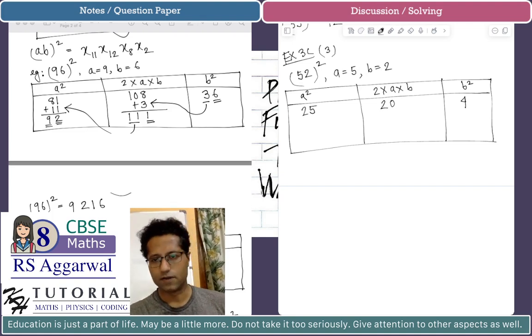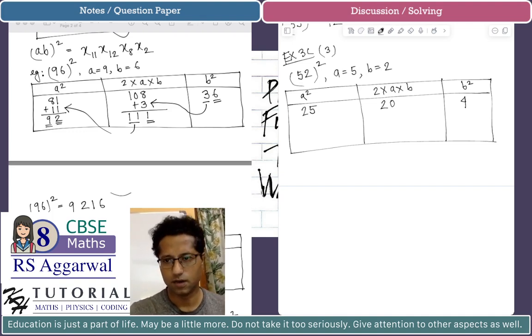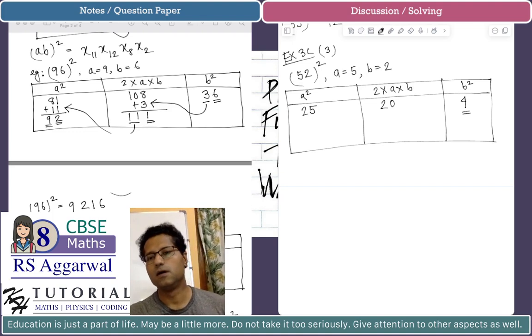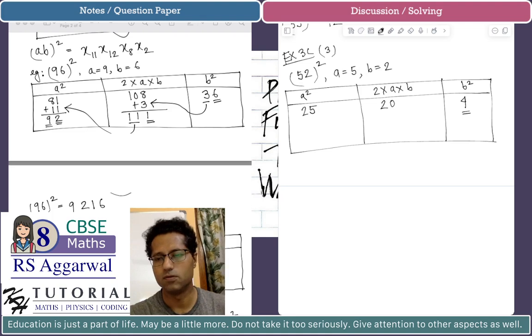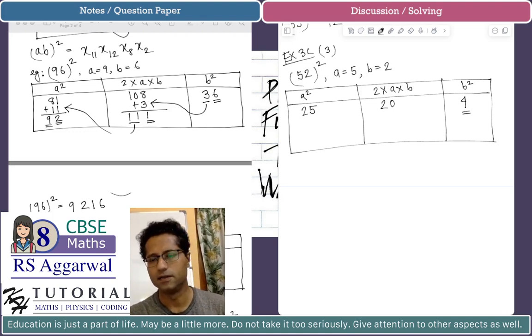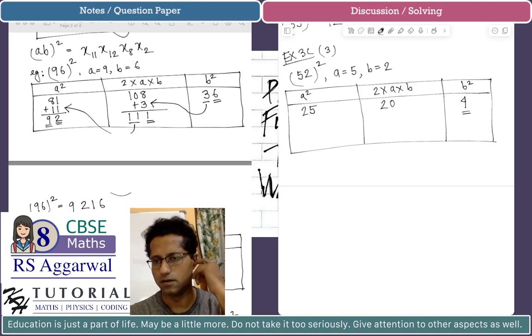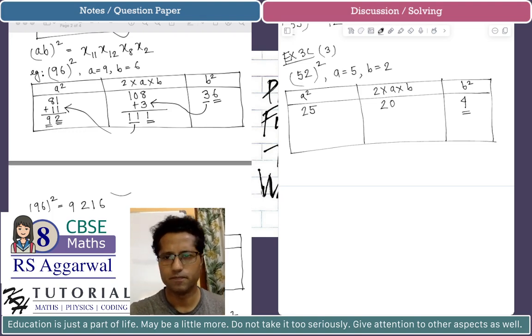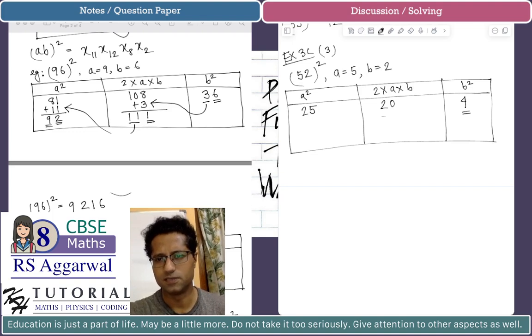Now I will start from the third column. I see the third column, the B square value is a single digit number. So I will require the digits at the units place. I am marking it, highlighting it with double underline. Now, since there is no digit in the tens place, we need not add anything with the second column. So you can simply say this is nothing to be added, plus 0, and I got 20. Now in the 20, I will need the digits at the units place.